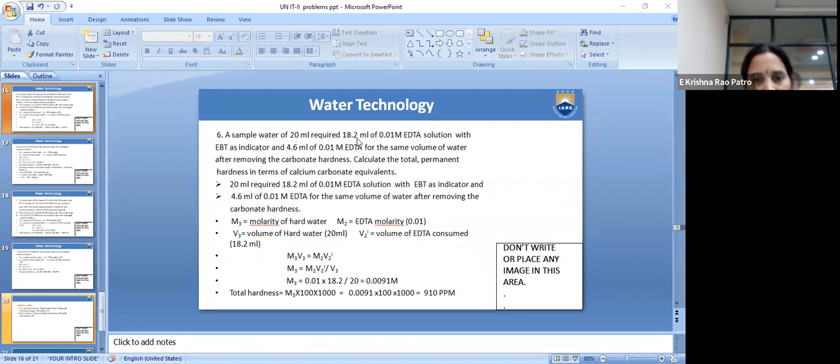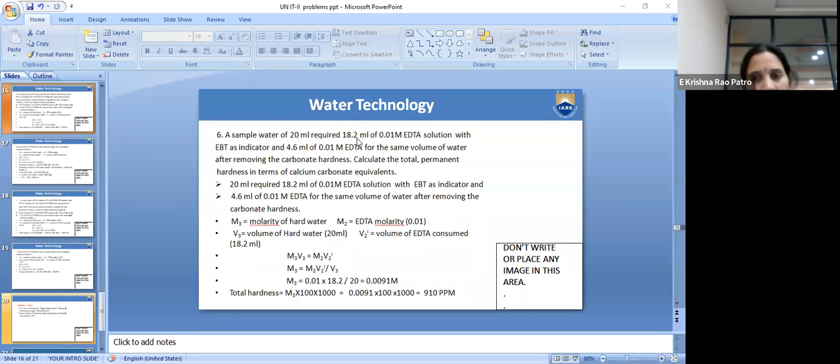Next line, last line. 5.5 ml of EDTA required for the same volume of water after removing carbonate hardness.